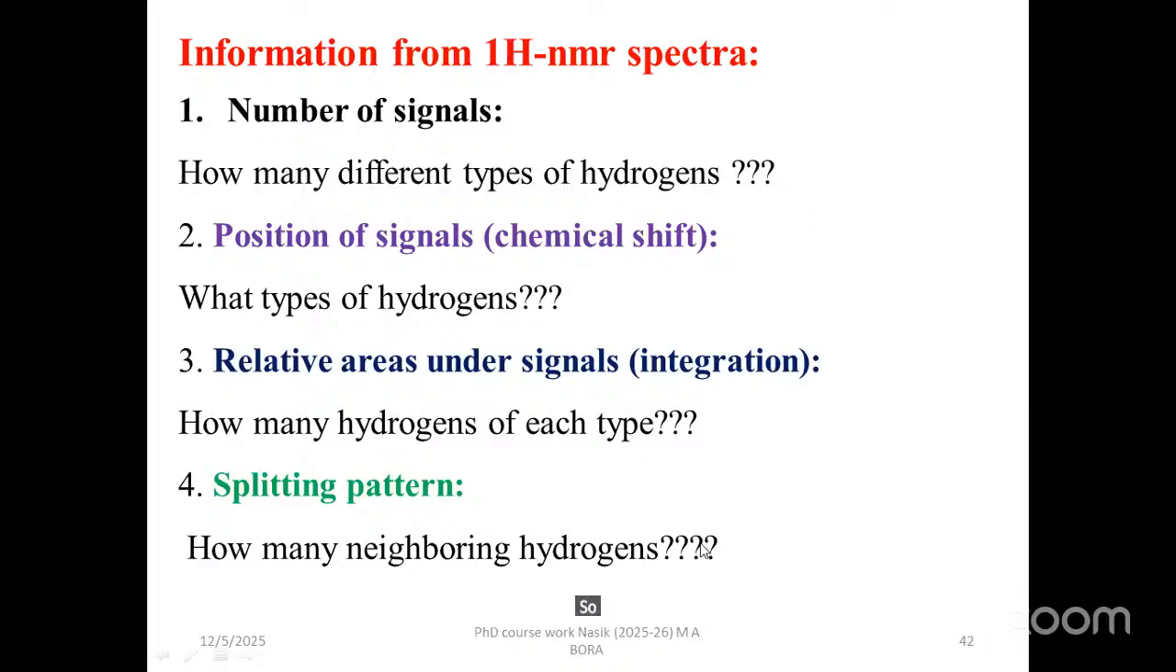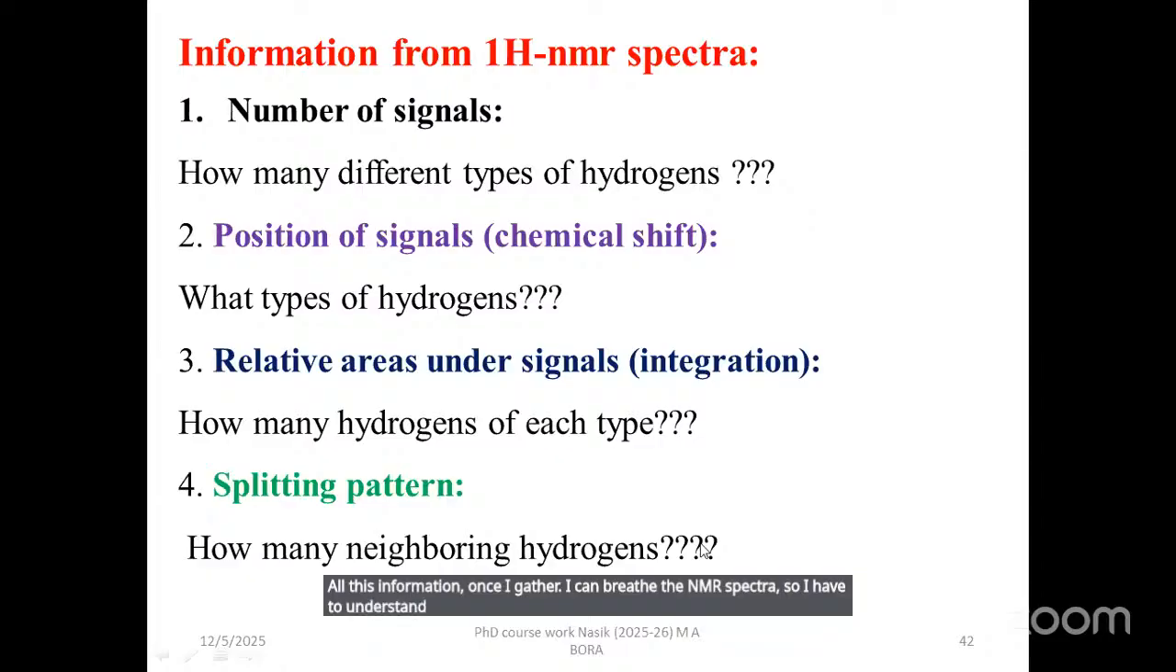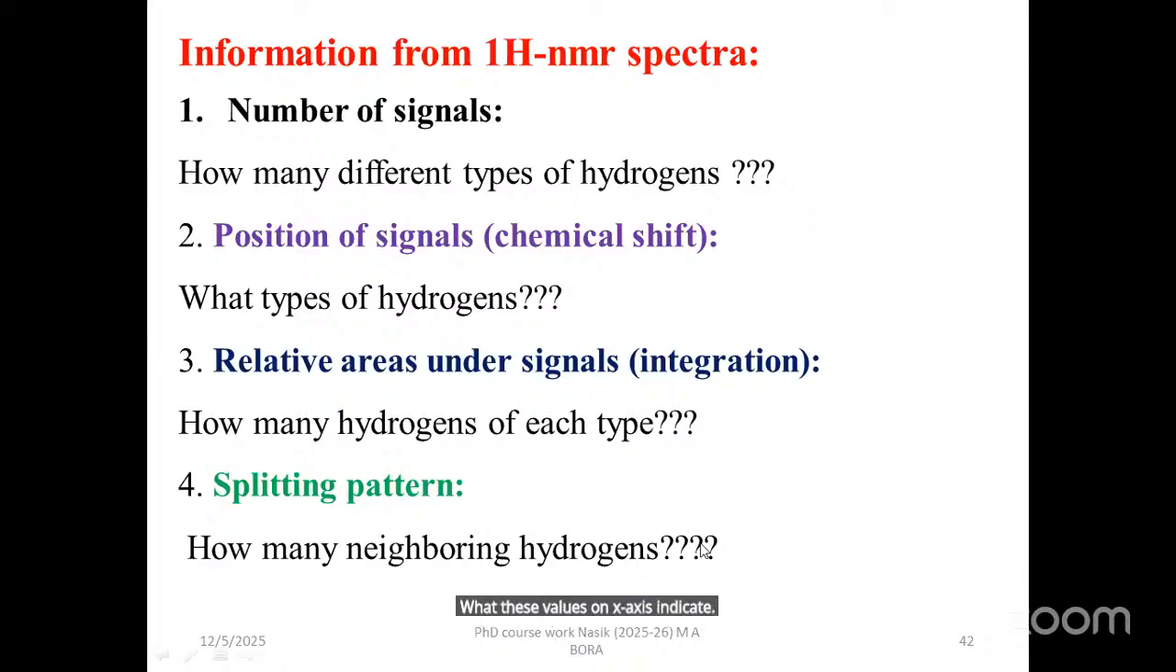So fine. These are the things we will look at when we talk about PMR spectra: how many signals, what is the position, what are the relative intensities, and what is the splitting pattern. Once I gather all this information, I can read the NMR spectrum. So I have to understand the language of spectroscopy, what the values on the x-axis indicate, what the height of the peak indicates, and what the splitting of the lines indicates.